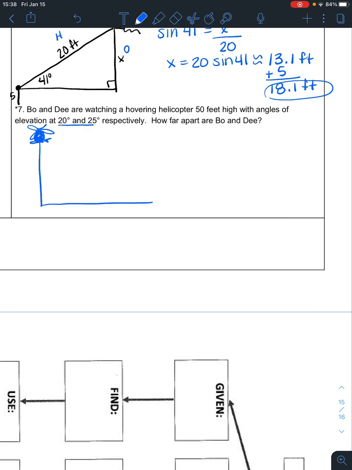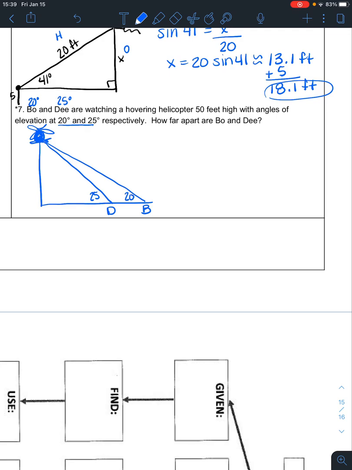So the helicopter is above the ground, and then we've got our people, Bo and D, and Bo is at 20. It says respectively, which means Bo is 20 degrees, and D is looking at it at a 25-degree angle. Think about if you were looking up at something, if you went closer, you would have to raise your head more, which increases the angle. So the person with a bigger angle is standing closer to the object than the person who is standing farther away. So this is where D is standing, and this is where Bo is standing.